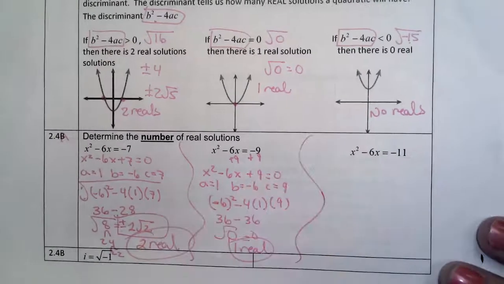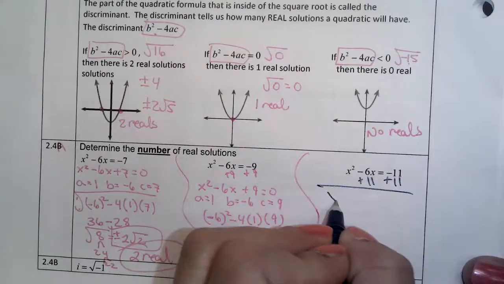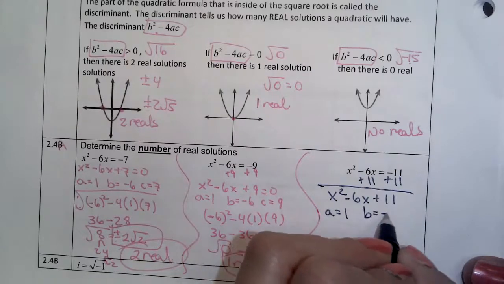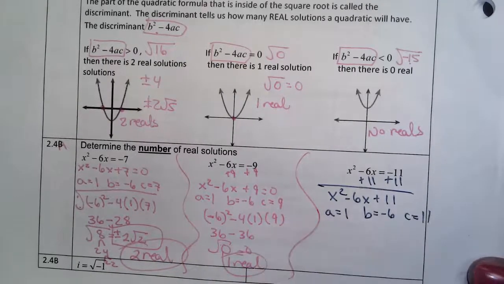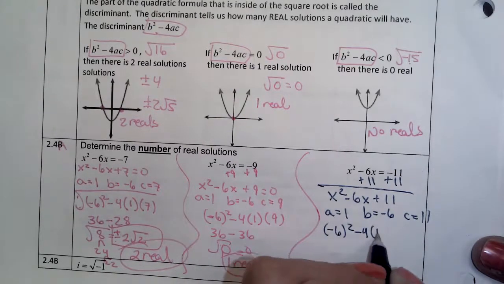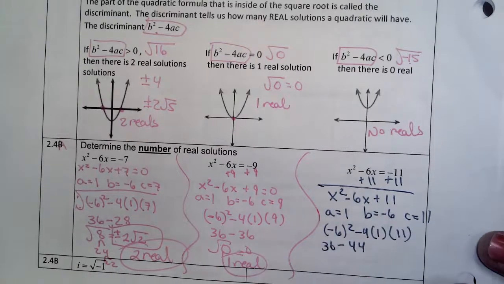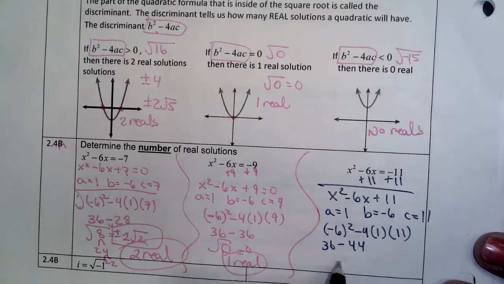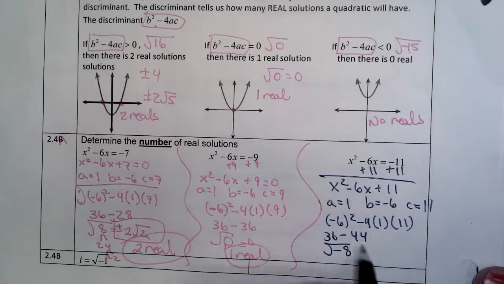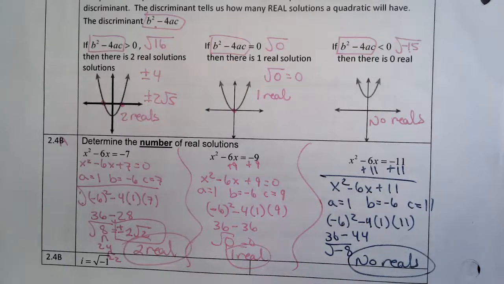And then my last one here, you guys can probably guess what it is. So I'm going to add 11 to both sides. So x squared minus 6x plus 11. A is 1, B is negative 6, and C is 11. So I'm going to do my B squared minus 4 times A times C. So that's 36 minus 44. And 36 minus 44 is negative 8. So if I'm taking the square root of a negative 8, it's an imaginary number. So there are no real solutions. There are 0 real solutions.